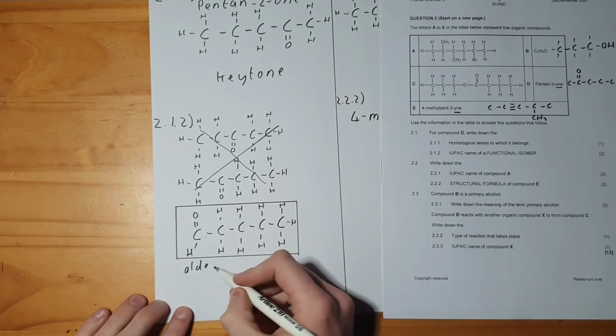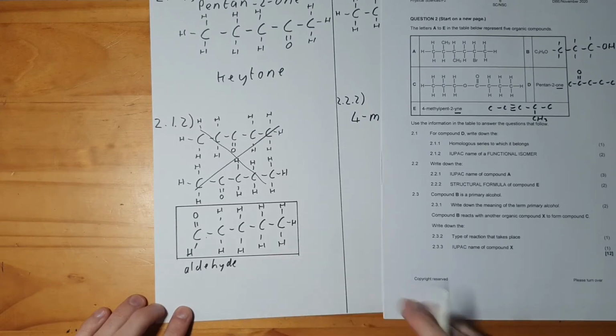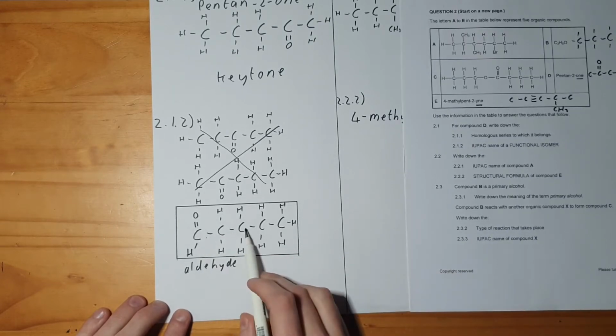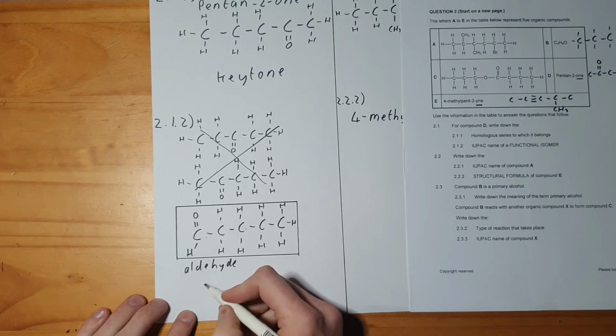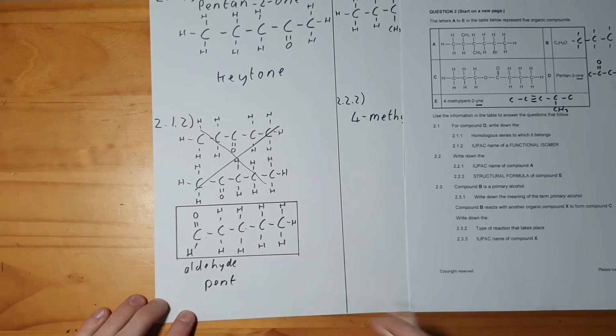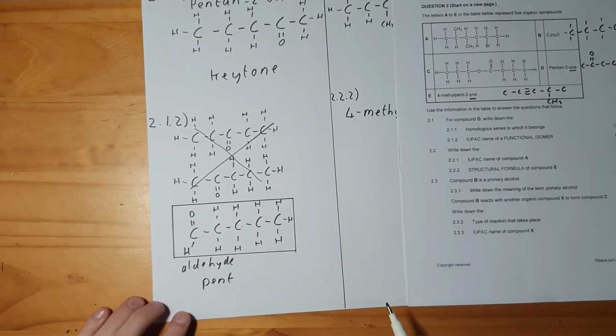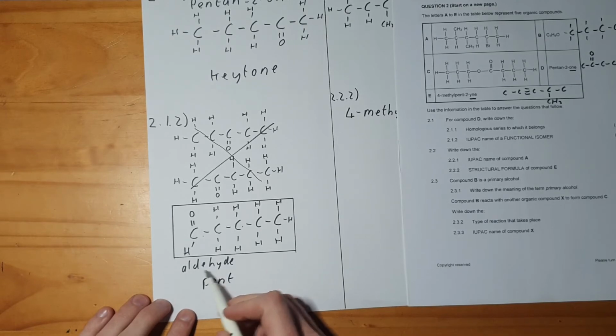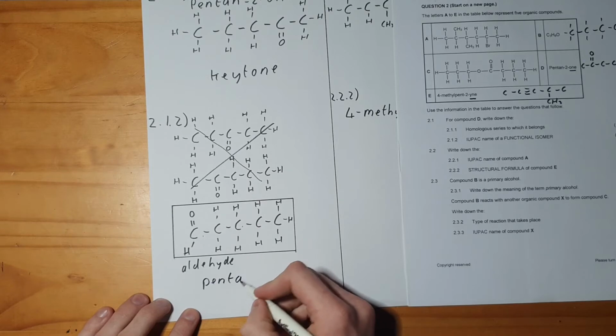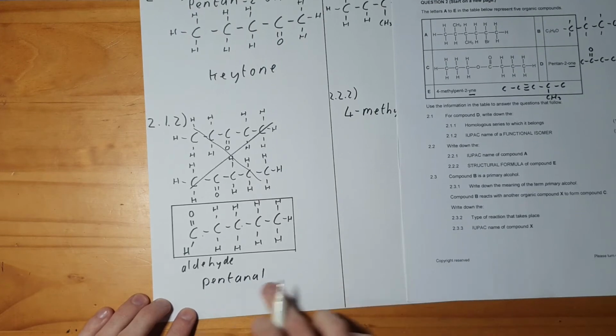Let me just get the spelling. There we go. So we know that there's 1, 2, 3, 4, 5 carbons, so it's pent. And then the suffix for aldehyde is given by "anal". So we're dealing with pentanal.